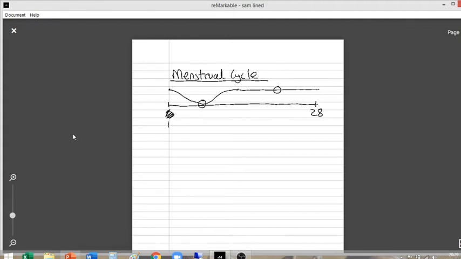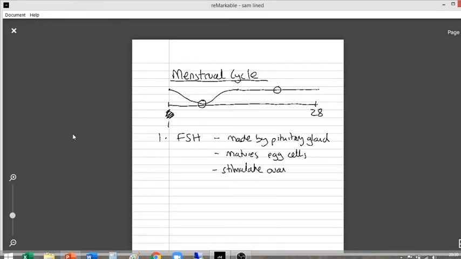And there are 4 hormones involved that I need to discuss with you. The first is called FSH. You don't need to know its actual name, follicle stimulating hormone, just remember FSH. And it is made by the pituitary gland, which is a small gland in the base of your brain. Its job is to mature egg cells, and its job is to stimulate the ovaries to make the hormone estrogen.